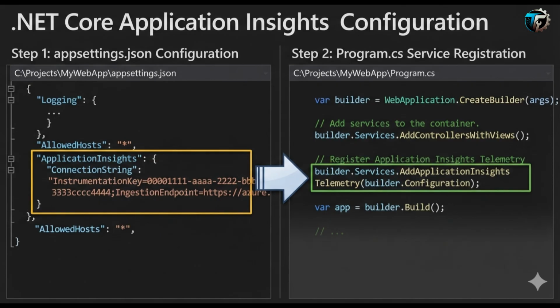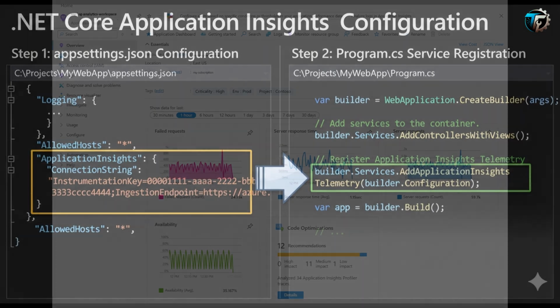In your .NET Core project, open your appsettings.json file and add an Application Insights section containing your copied connection string. Next, jump over to your Program.cs file. With just a single line of code, calling builder.Services.AddApplicationInsightsTelemetry, your application is fully instrumented and ready to stream live performance data.